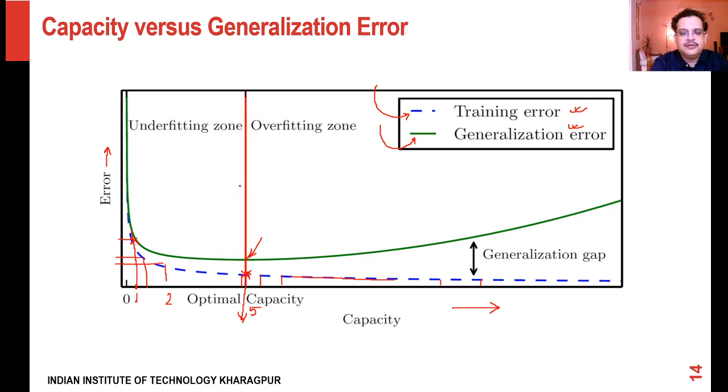So the second thing that we need to understand here is that when I choose this optimal capacity, my generalization error is here, but then if I increase the capacity even further, then my training error goes down, but my generalization error goes up. Why does that happen?